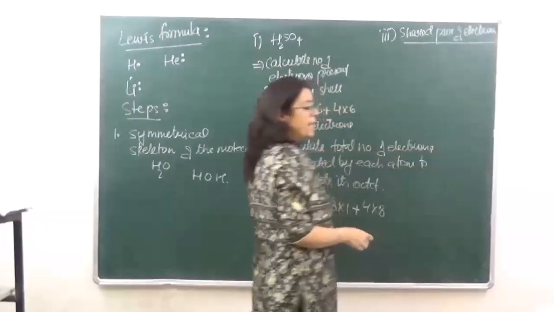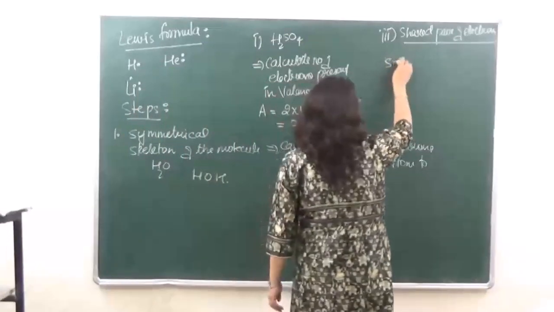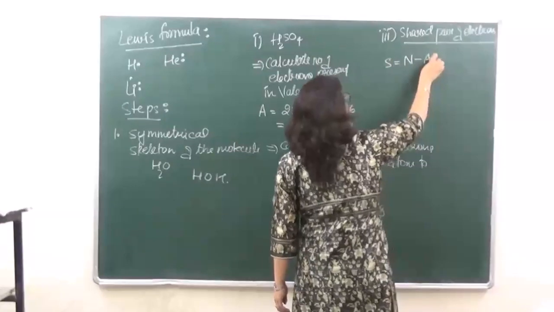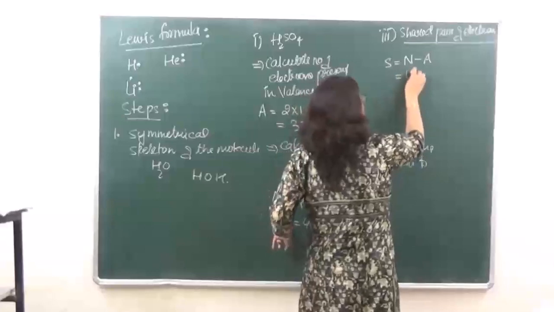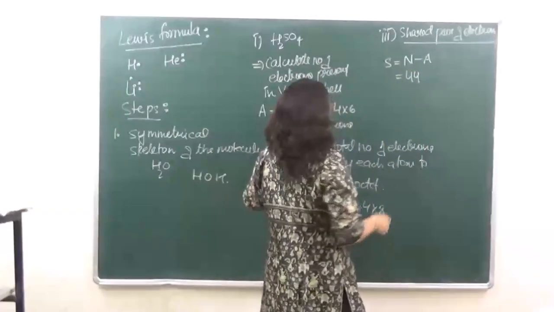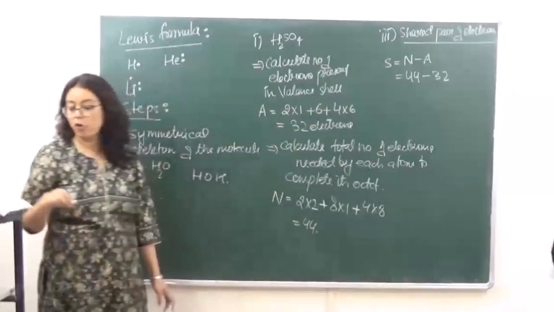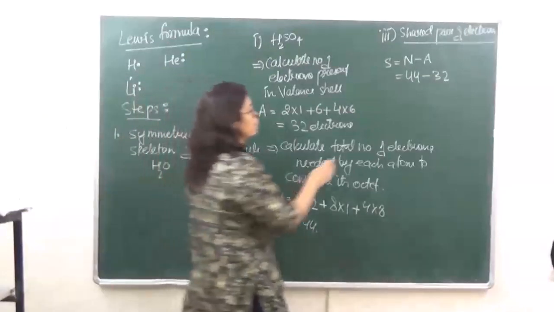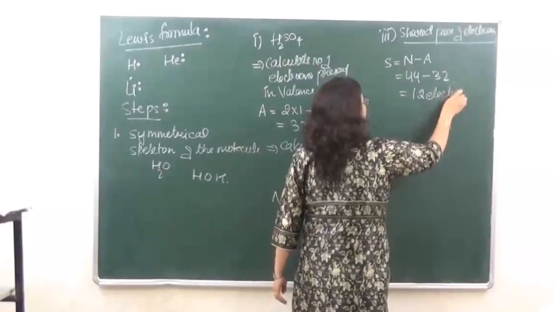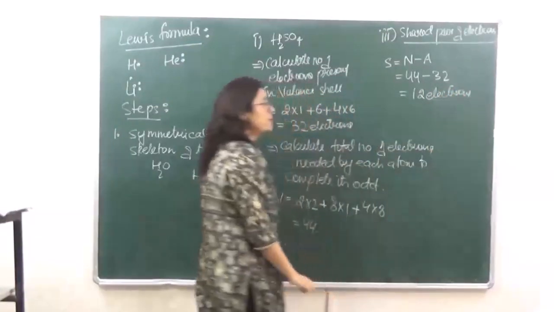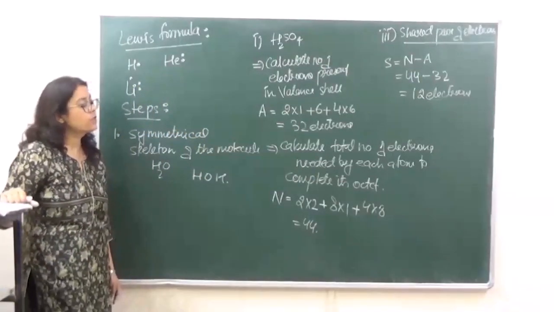To calculate the shared pair of electrons, we need to use the formula n minus a, where n over here in this case is 44 and a is 32. Okay, so 44 minus 32, that is coming to 12 electrons. So the shared pair, that is how many electrons? 12 electrons. These 12 electrons should be present at the surrounding of the central atom in terms of total number of shared pair of electrons.